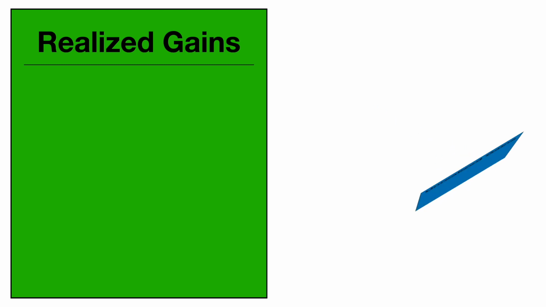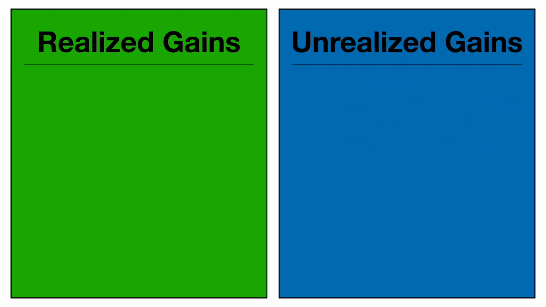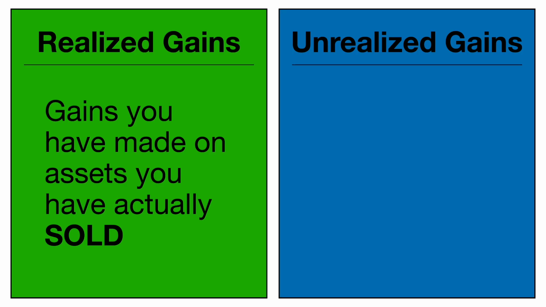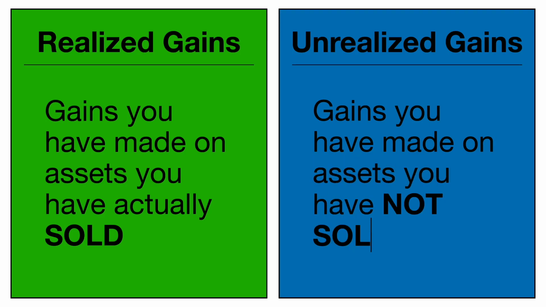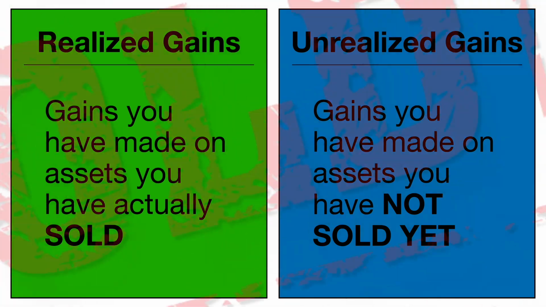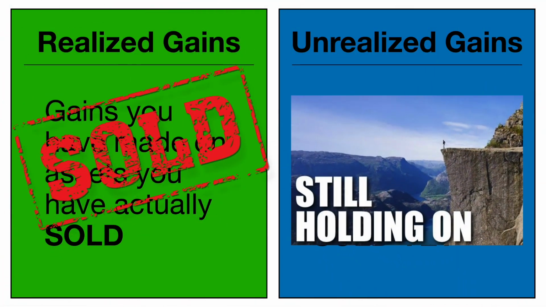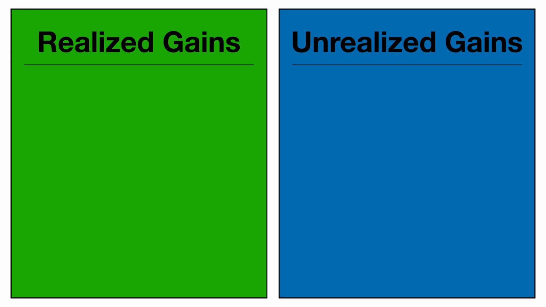So there's two types of gains: realized gains and unrealized gains. Realized gains are gains that you have made on assets that you have actually sold. So you've actually sold and profited on those assets. Unrealized gains are gains that you have made on assets that you have not yet sold. So you're still holding those assets. So just think realized, you've sold; unrealized, you are still holding on to those. So let's take a look at a few examples here.